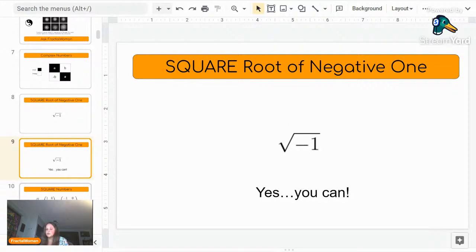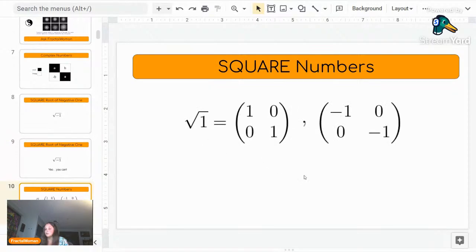And what are square numbers? Well, square numbers are two-dimensional numbers. So the square root of 1, let's talk about the easy case. The square root of 1 is the two-dimensional number with 1s on the forward diagonal, and the two-dimensional number with -1 on the forward diagonal. So the square root of 1 is 1 and -1. But it only works if you have square numbers. So I would like to call these square numbers.